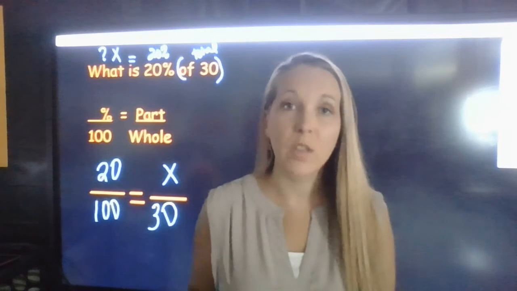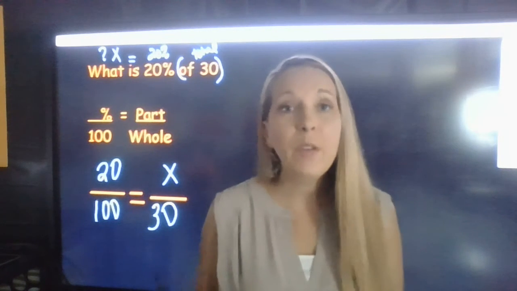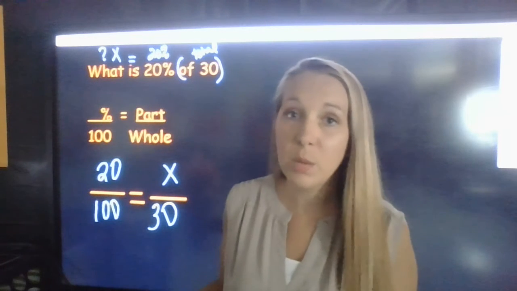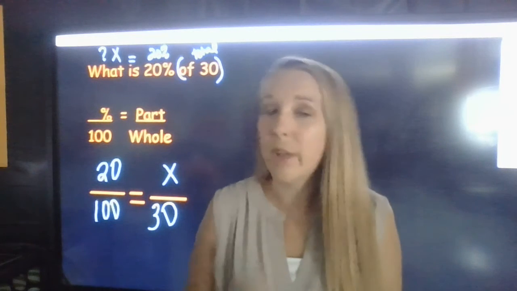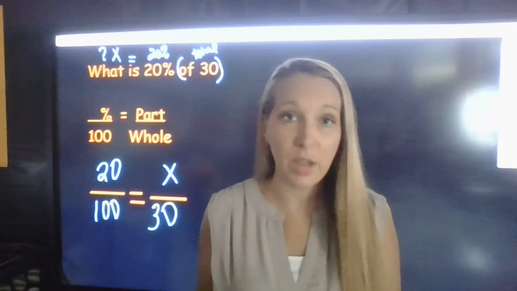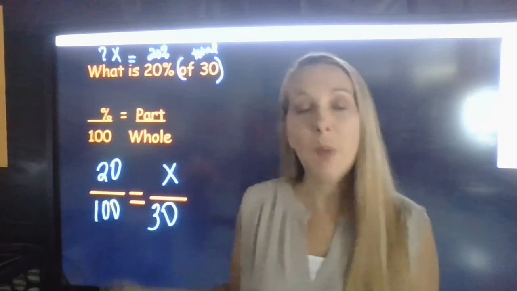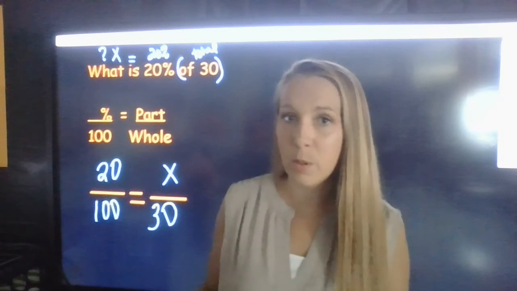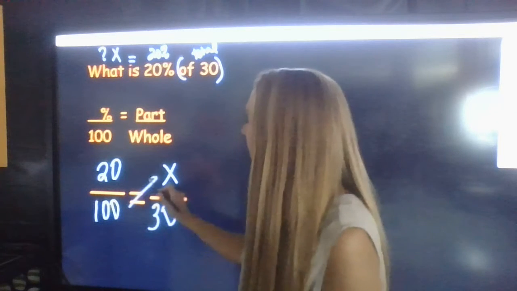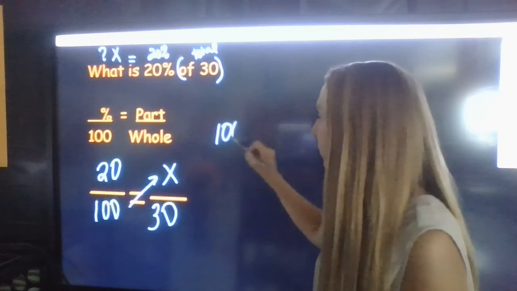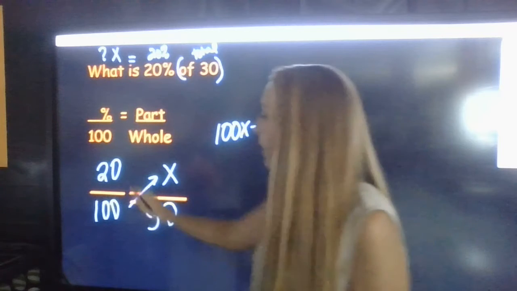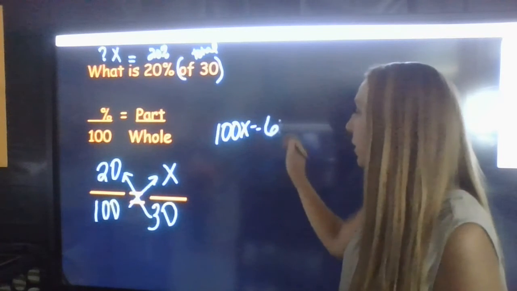Now what we can do is crisscross multiply. If you see that there's an easier way to do this one where we can divide by 2 or divide by 10 or however you want to do that, that's completely fine. In this problem, it would probably be easier for us to crisscross multiply. So we're going to say 100 times X and get 100X. And then 30 times 20, and we're going to get 600.